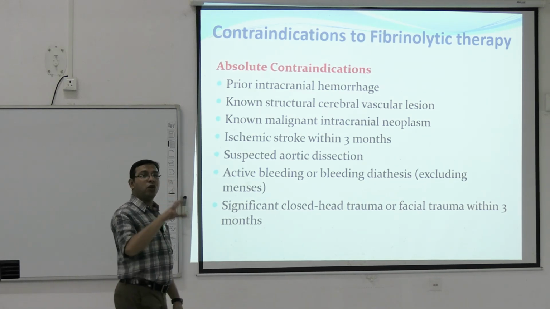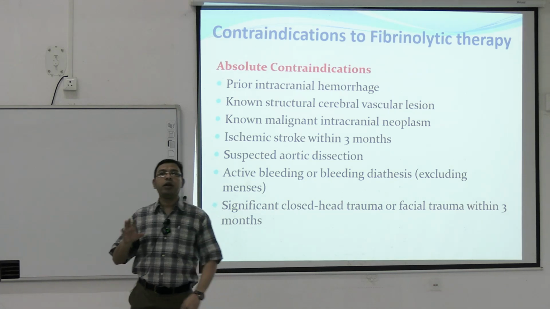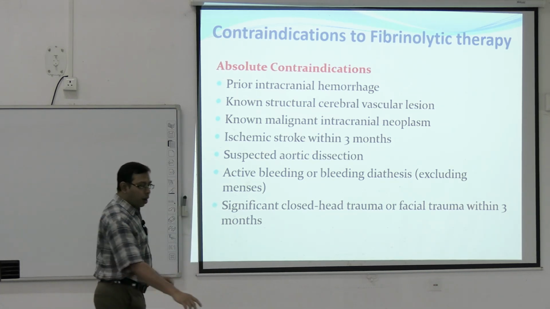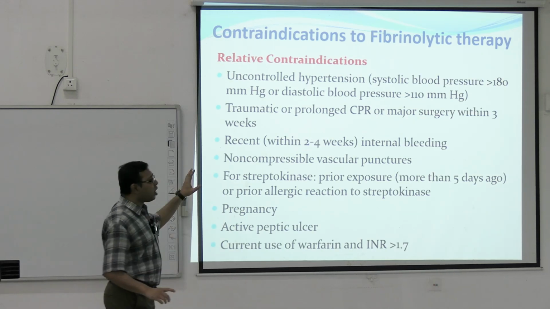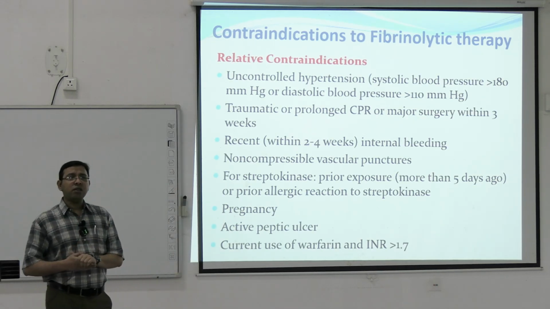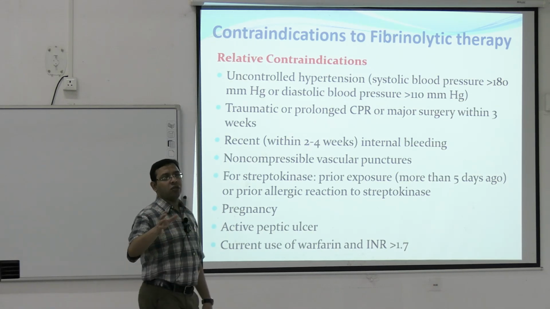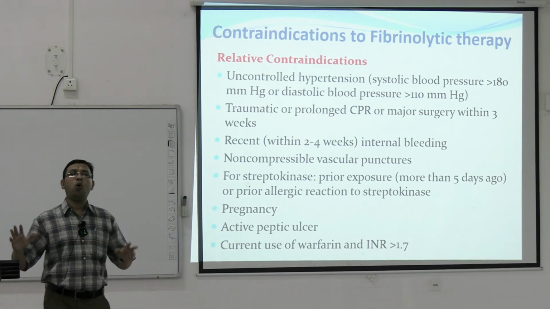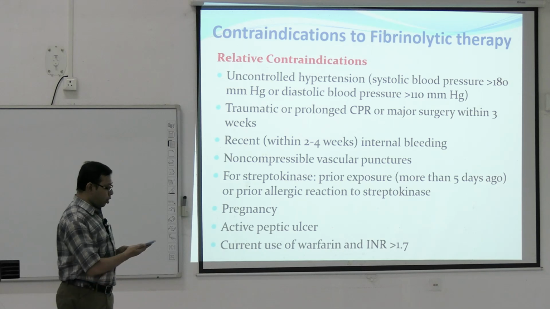So these are the absolute contraindications where we should not give the thrombolytic therapy. We should use only percutaneous coronary intervention. These are some relative contraindications, that is, we have to weigh the pros and cons, and we use this if there is no way of performing percutaneous coronary intervention.